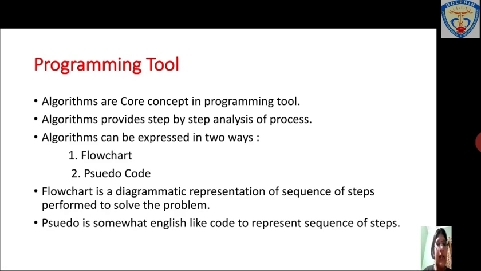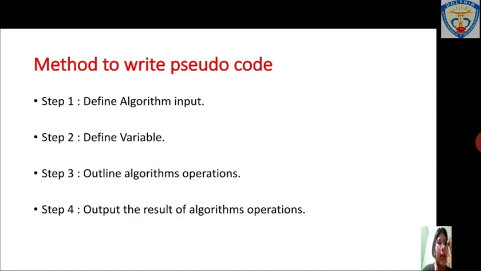If we do the graphical representation, this is simply the flow chart, and if we do the written solution of the problem, then this comes under the pseudocode. Now how to write the pseudocode. Simply starting with the algorithm input, you have to give some input. For example, if you have to write the program to add any two numbers, then you will be just giving the two inputs to perform the addition.